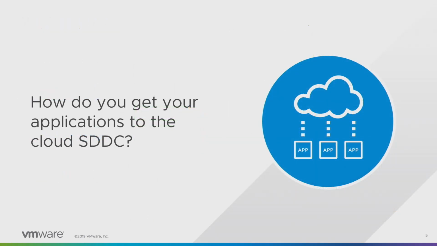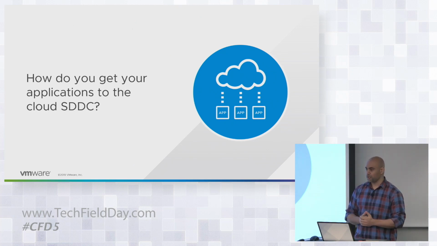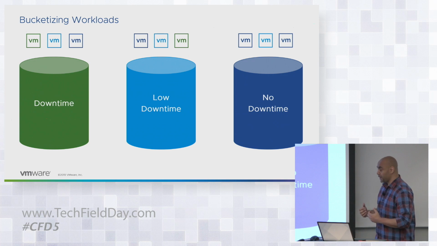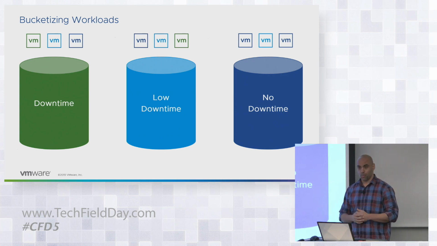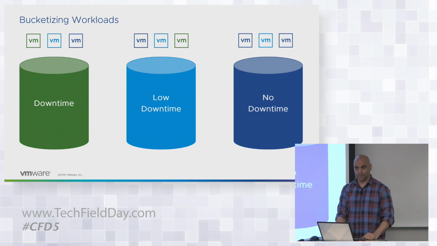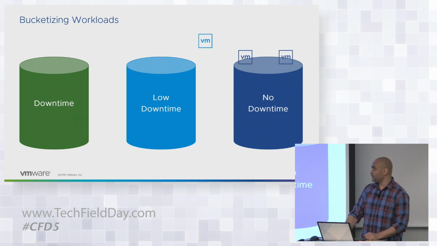So how do we get the applications that we have from on-prem to the cloud? And there may be some things in place where we have to be mindful of, I don't want to refactor. I don't want downtime. So what are my options in doing that? Well, to do that, first we need to start thinking about which workloads fit in what bucket. So we kind of bucketize the workloads, and in this example, we're doing downtime, low downtime, no downtime, right? So we'll start putting certain VMs in these particular buckets.